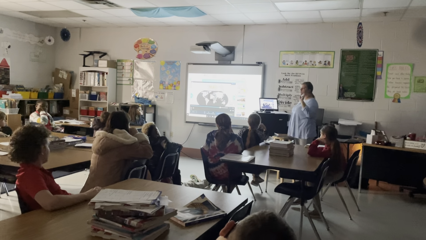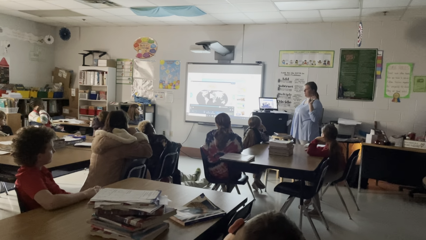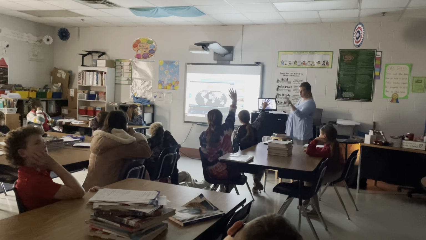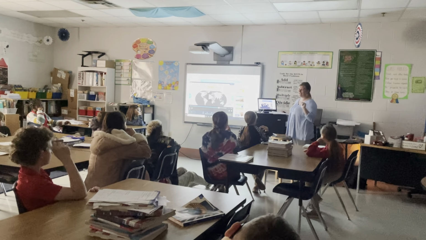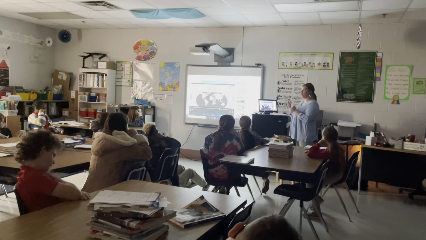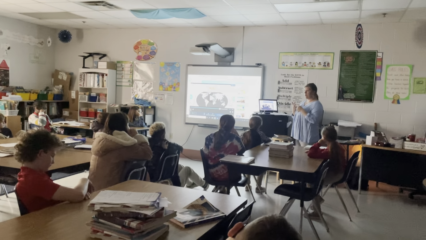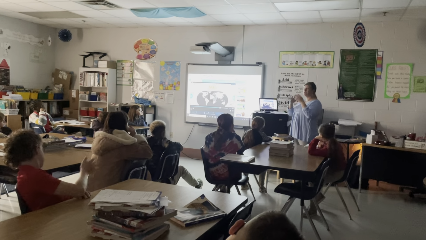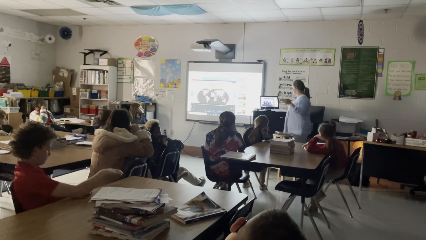All right, who can tell me what diagram we drew this week in our science notebook? Basically, a plant diagram. Did we label all the parts of the plant and tell how they worked? All right, so you guys are already familiar with using these.